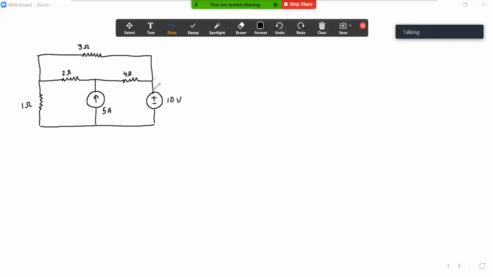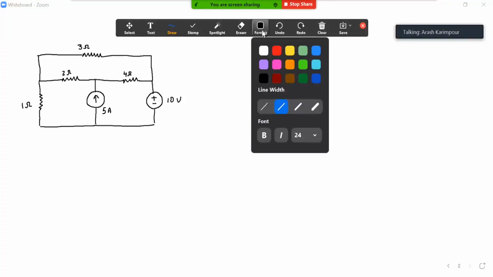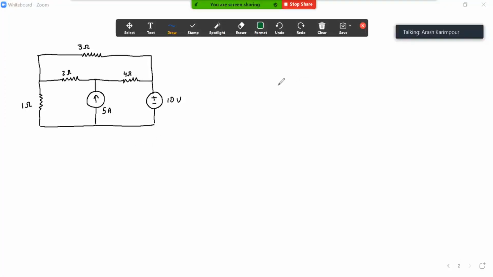So assume this is the circuit we have, and we want to analyze it using the mesh current method. So again, the very first step is to assign a current in each of the loops. I have one loop here, one loop here, and one loop at the top. I'm going to assign the current in this loop, assume it's I1.